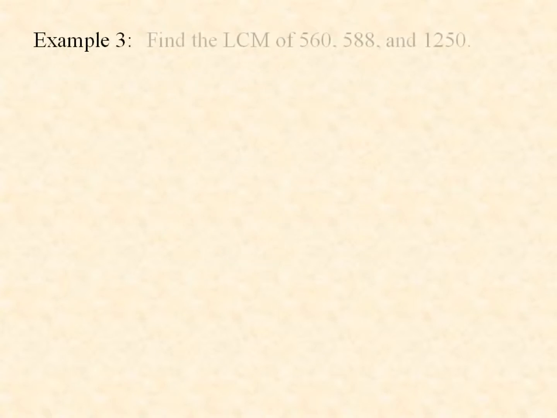Example 3. Find the least common multiple of 560, 588, and 1250. Well, it takes a little work, but we can write the prime factorization of these numbers. We keep dividing by 2 until we can't anymore. We divide by 3 and so forth. You remember how that works.